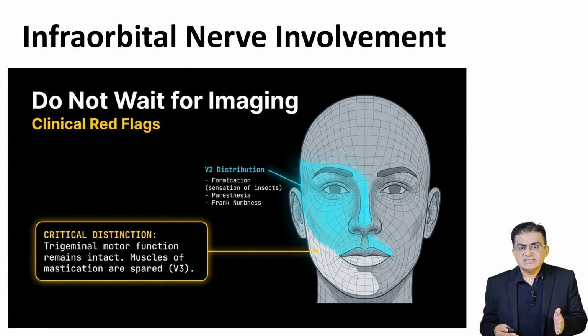And here is a critical distinction to make during your physical examination. Their trigeminal motor function will remain completely intact. Why? Because the muscles of mastication are supplied by motor fibers that run exclusively with V3 branch, not V2. Simply put, if your patient can chew normally, but their cheek is numb, the infraorbital nerve is involved.